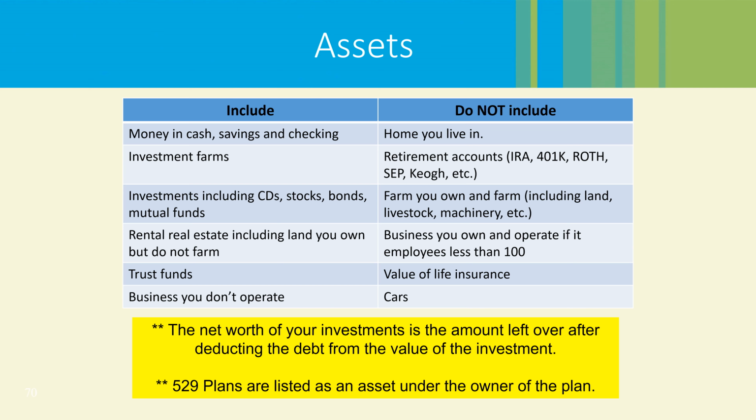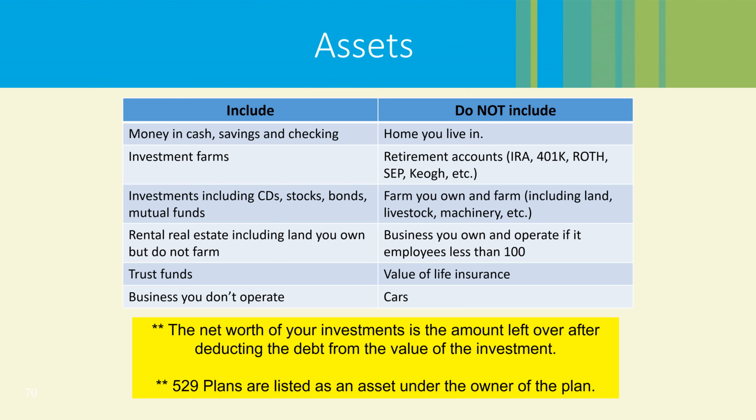The home you live in. It doesn't matter how much it's worth. The home you live in is not included. Any retirement account is not included. It doesn't matter if it's employer sponsored or just something you've opened on your own. An IRA, a 401k, a Roth, a SEP, a Keogh, none of those are considered an asset as part of the FAFSA. They are all eliminated.